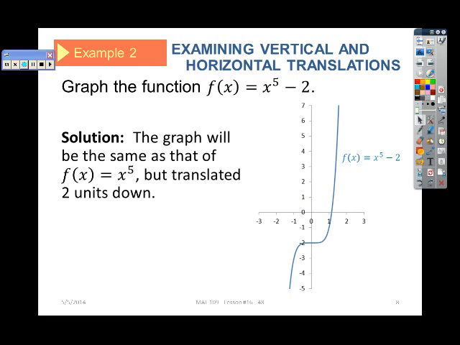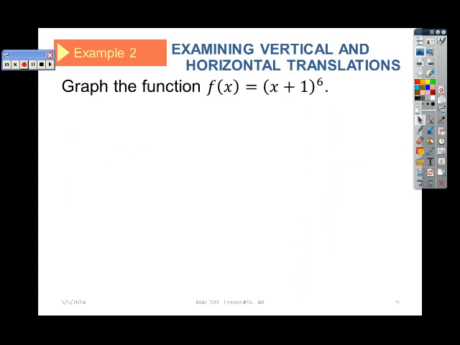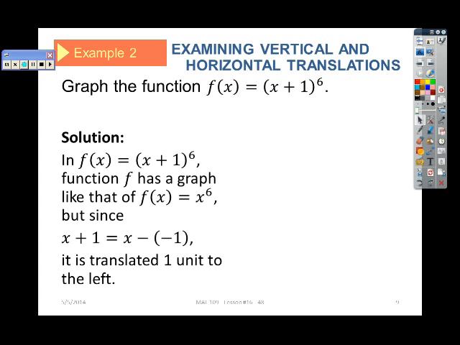So it's going to look like that. That's x minus 5, x to the 5th minus 2. x plus 1 to the 6th, even degree, both ends the same way. Plus 1 inside moves it to the left by 1 unit. So it's still going to be anchored on the x-axis, but it's going to be 1 unit to the left.